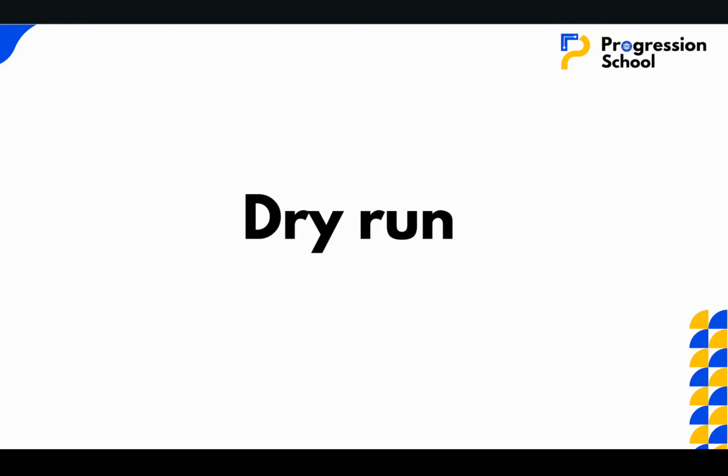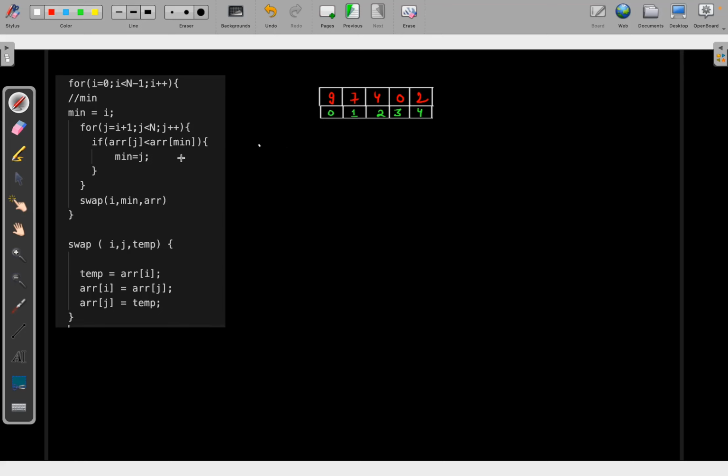In this video, we will see a dry run of the code. Okay, now let's see a quick dry run of this. So here we have the elements and here we have the indexes. These are my indexes and I have taken one array. This is my array and here n is equal to 5, and let's see how our code works.